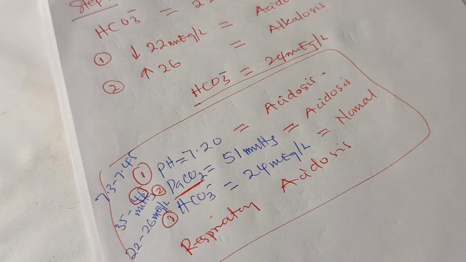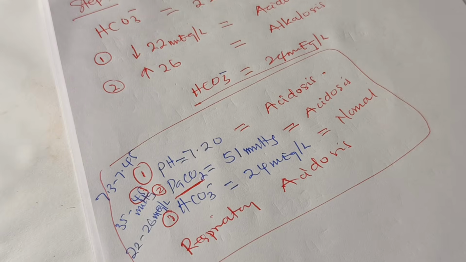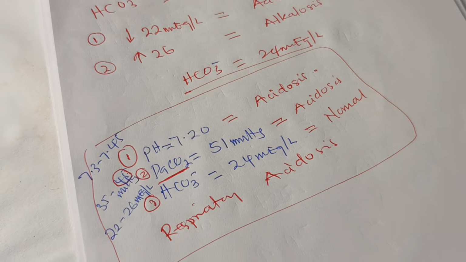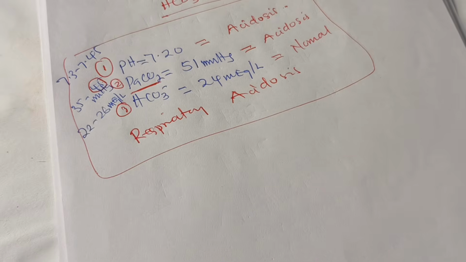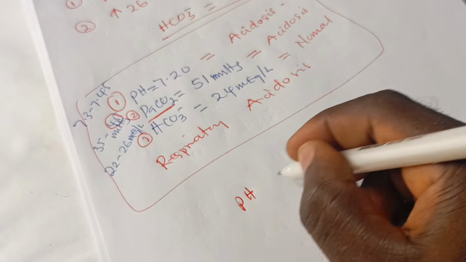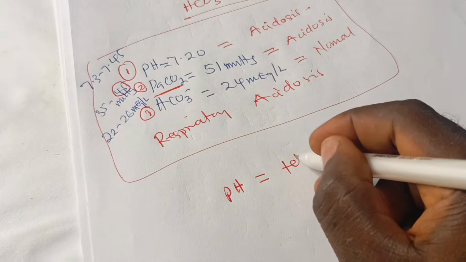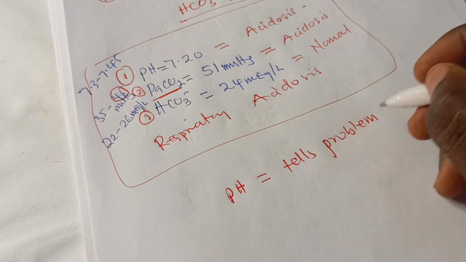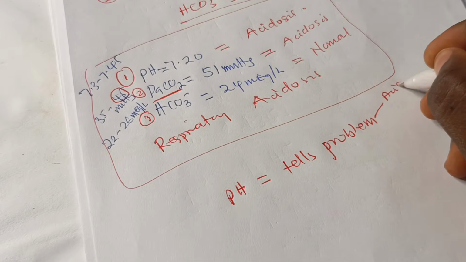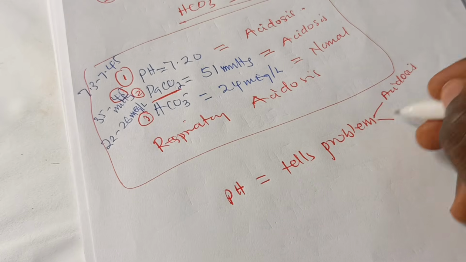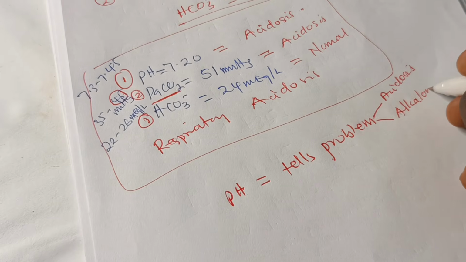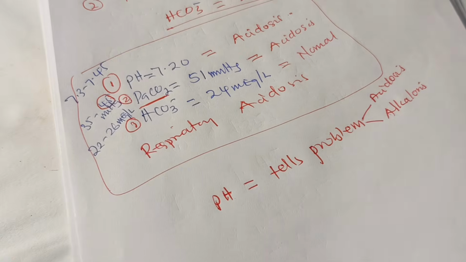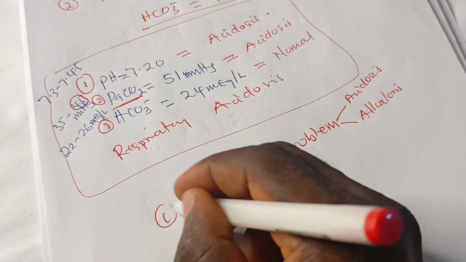If you have gotten that, then let's summarize. When you are given an ABG value, the pH is what tells you the problem. And what are those problems? Either acidosis or alkalosis. All right, good. I hope you are following up to this point. It's the pH that tells you the problem.